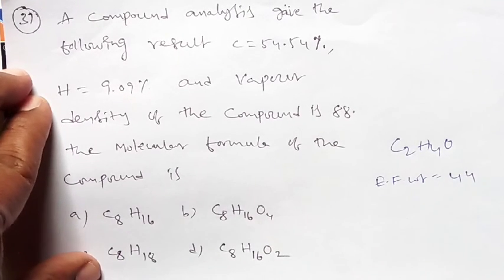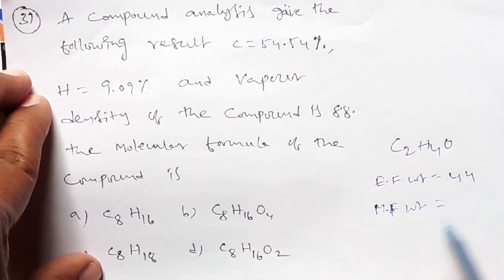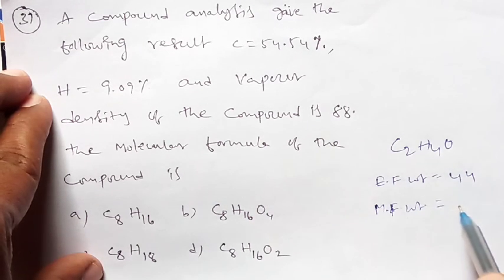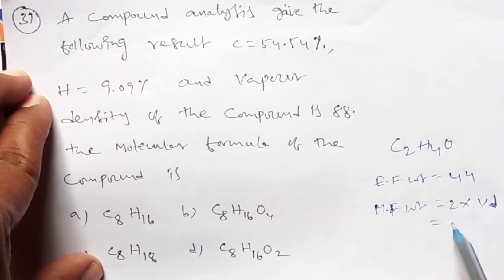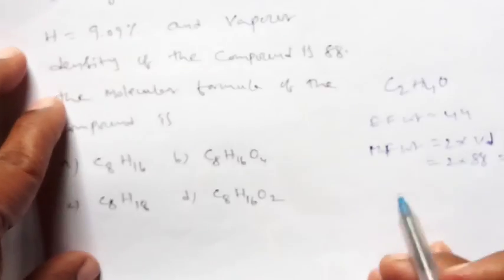Now observe that we require the molecular formula weight. Molecular formula weight is not given directly; it is indirectly given as vapor density. That means molecular formula weight equals 2 into vapor density. This is the formula. So 2 into 88, what do we get here? 176.